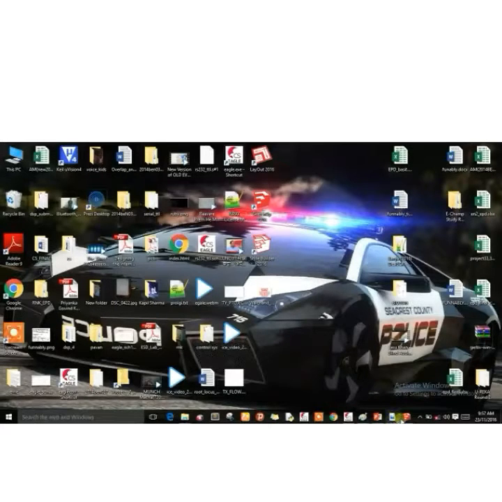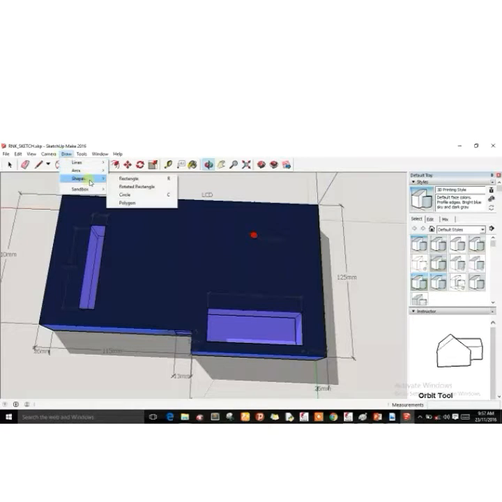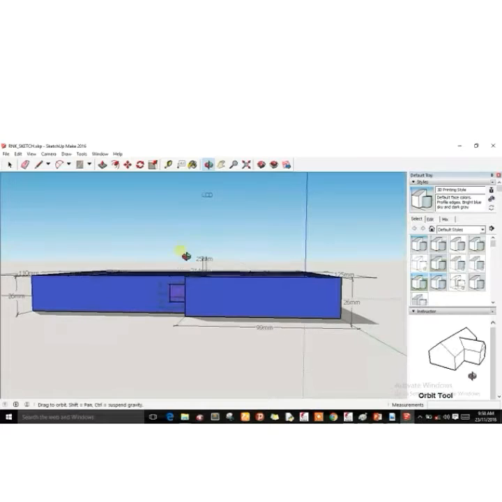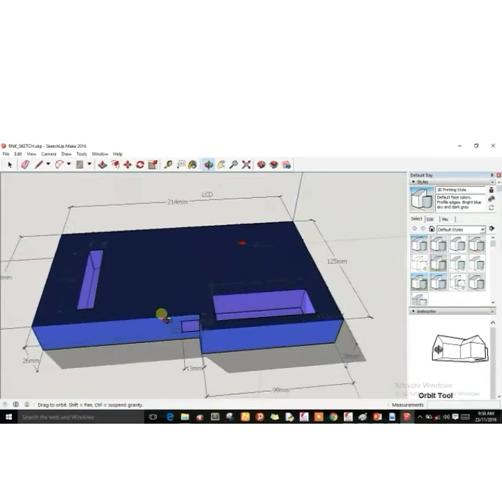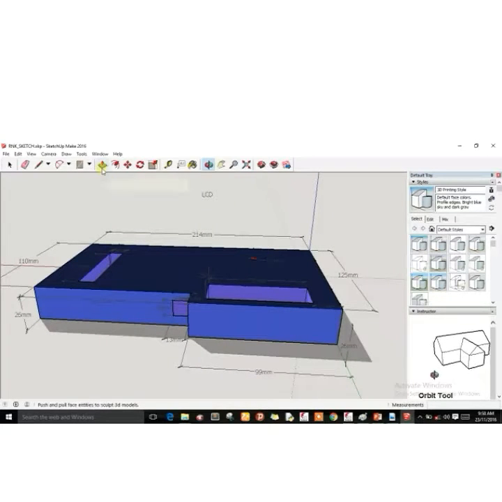Basically SketchUp is an application of Google for 3D block designing. We can design an enclosure also. For designing our enclosure, take a rectangular box from here, draw shapes, rectangular, and then type the dimensions like 214 mm by 125 mm, and then draw this enclosure by using various commands like push, pull or move.